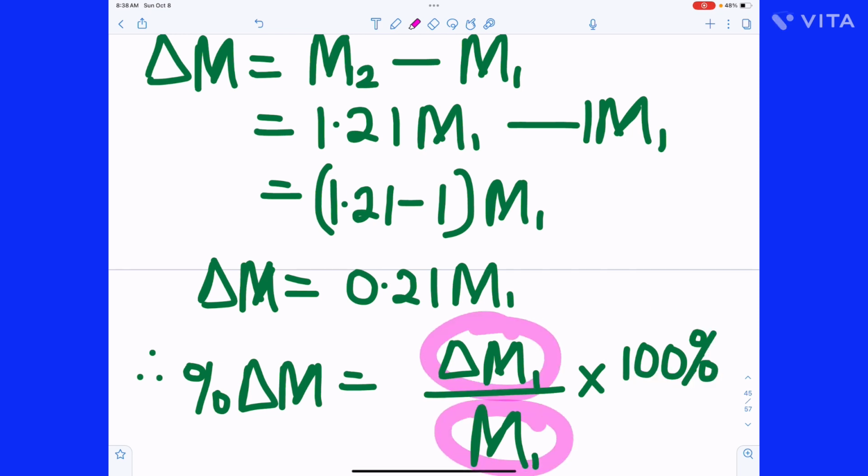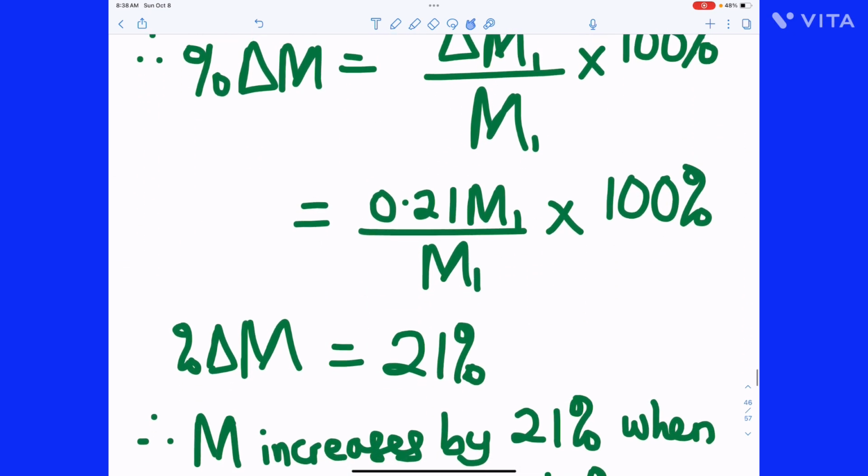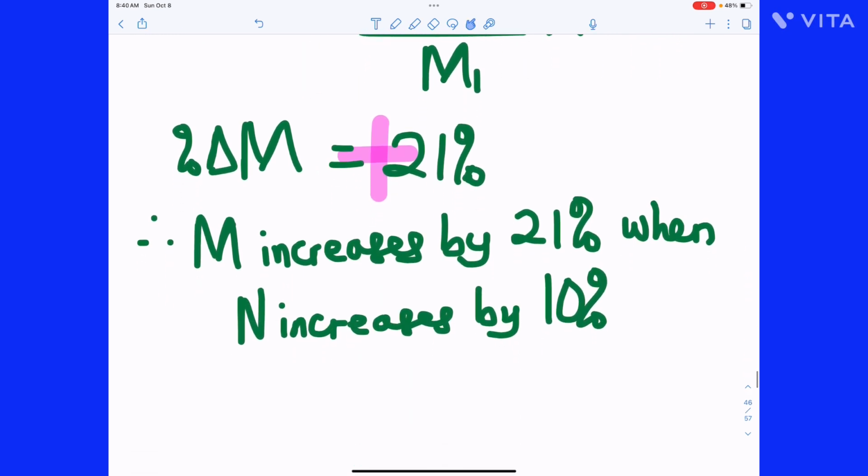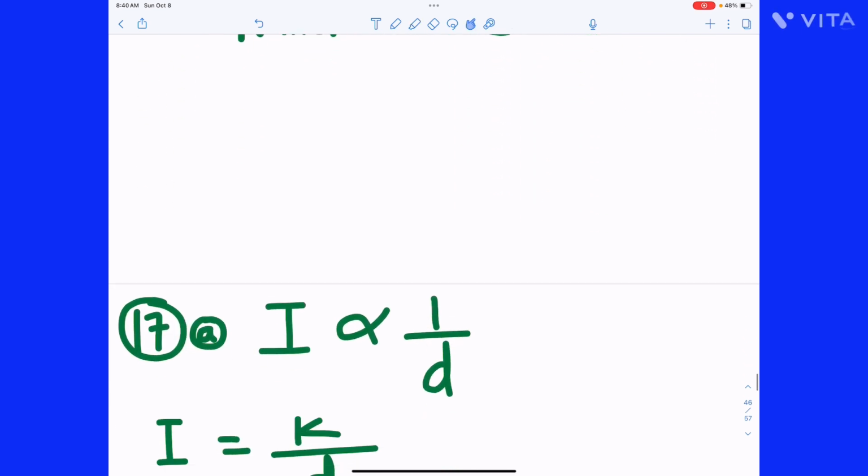That gives us 0.21 m1 over m1 times 100%, and that will give us 21%. So since this is positive, 21% is the same thing as plus 21%. That means when n increases by 10%, m will increase by 21%. It's as simple as that. Let's go to question 17.